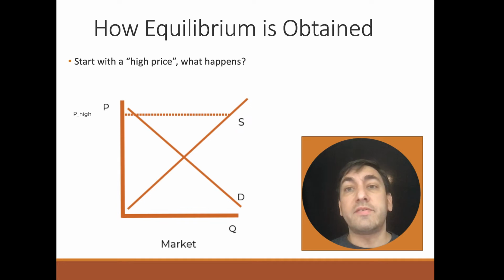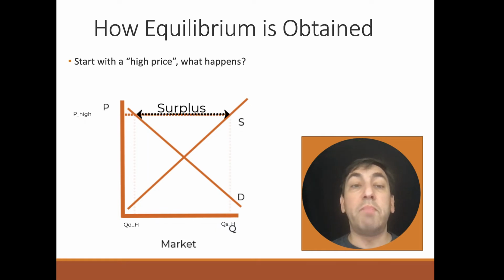I'm going to notate this as PH again. So the price is high, and it's above the equilibrium price, even though we haven't gotten to equilibrium yet. When the price is very high, let's bring the price over to the demand curve, and we'll see that quantity demanded is less than the quantity supplied. So we're going to bring the price over to the demand curve, and that represents quantity demanded, and we're going to bring the price over to the supply curve, and that represents quantity supplied. Our quantity supplied is bigger than quantity demanded.